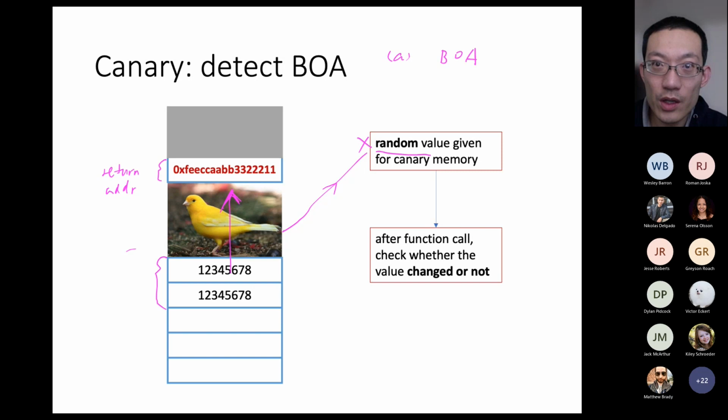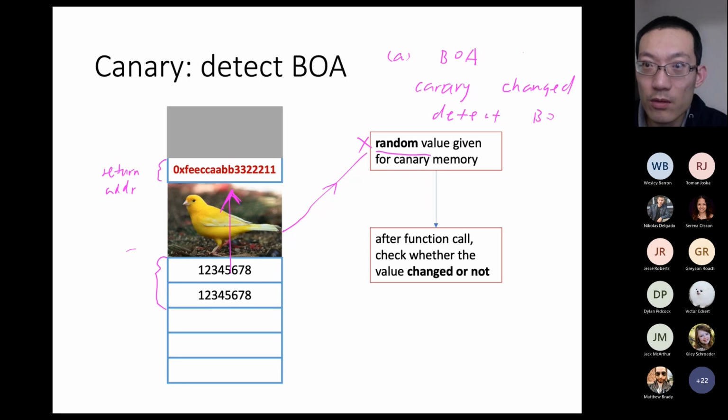When the program takes in the input, it can check whether this random value stays the original. If the canary value has been changed, that is an indication that a buffer overflow attack has happened, right? If we have a buffer overflow attack, the canary value would be changed, and then we detect the buffer overflow attack.